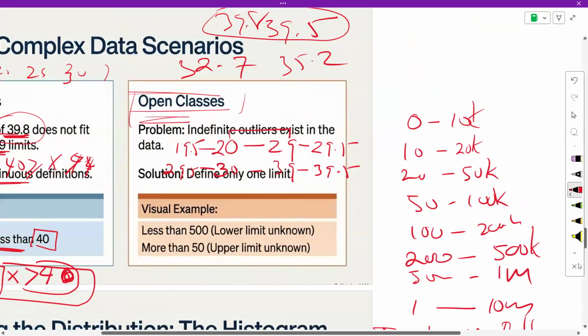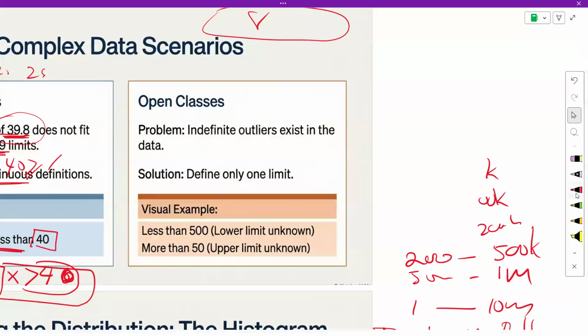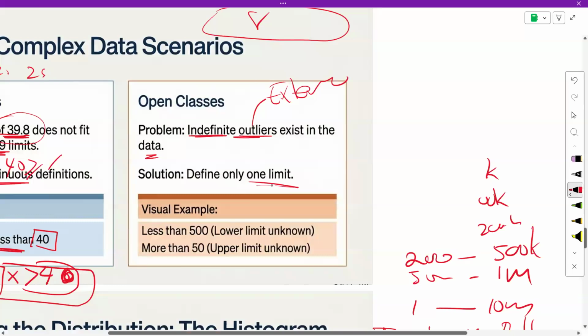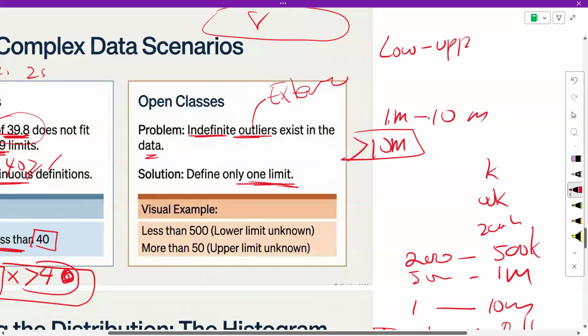Open class problem: indefinite outliers. Outliers mean extreme values that exist in the data. Solution: define only one limit. For example, salary, 1 million to 10 million, and more than 10 million. So it has no upper boundary. Each class normally has a lower boundary and an upper boundary, but open classes have only one boundary. Here it has a lower boundary only.